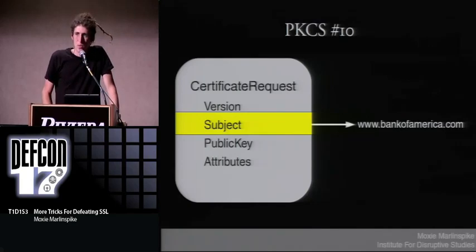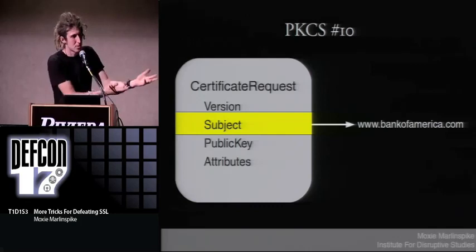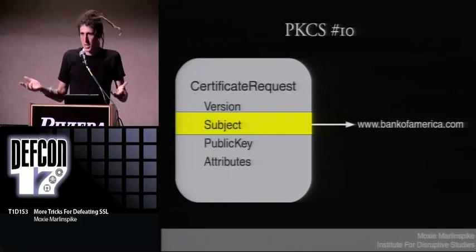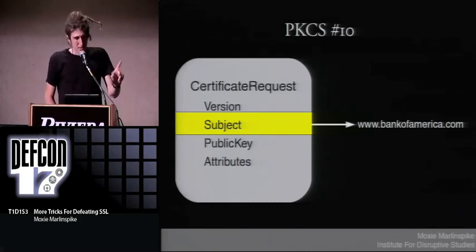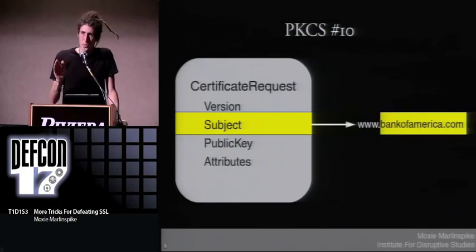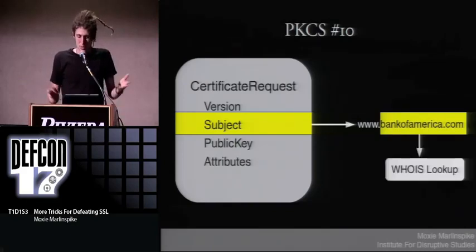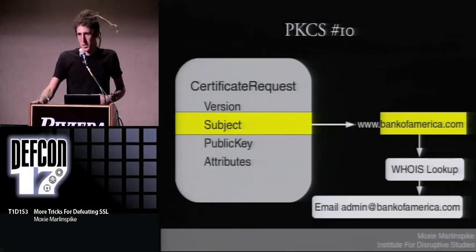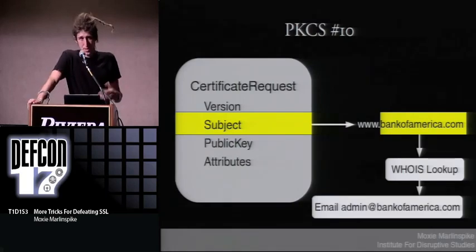Ideally, we might want it to say something like bankofamerica.com. When you submit a certificate to a certificate authority and it has bankofamerica.com as the subject, the first thing the certificate authority does is look at the root domain. It does a whois lookup for that and pulls out whatever contact information is in the whois record. And then it sends an email or makes a phone call or something to whoever that might be.